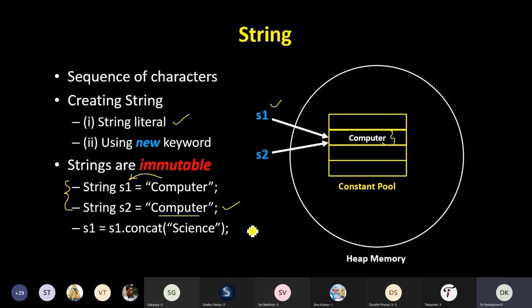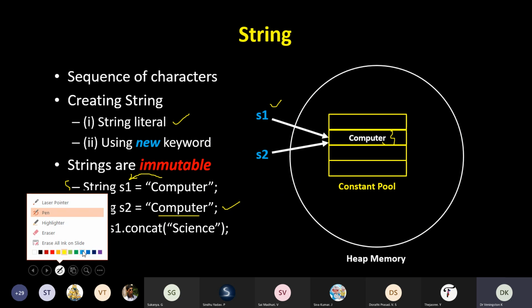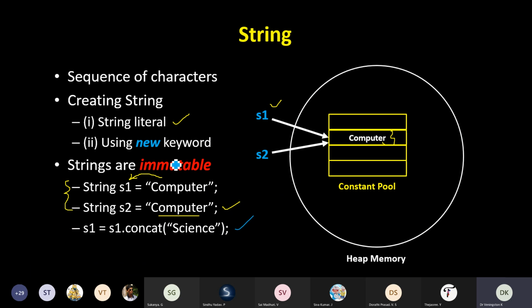Now in this case, look at this line of code. Inside the String class we have something called the concat method, and the concat method can be used to concatenate two strings. Later we shall see the various string handling methods we have, but for this example, let us just see what happens in this case. There is a statement s1 equal to s1 dot concat of science.